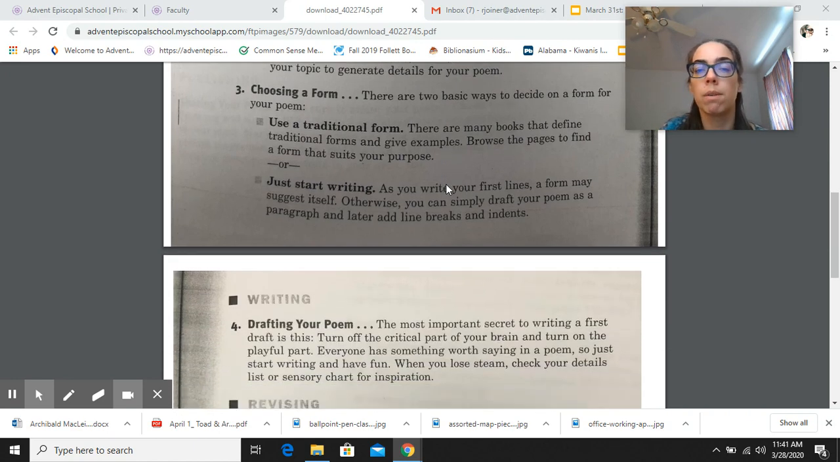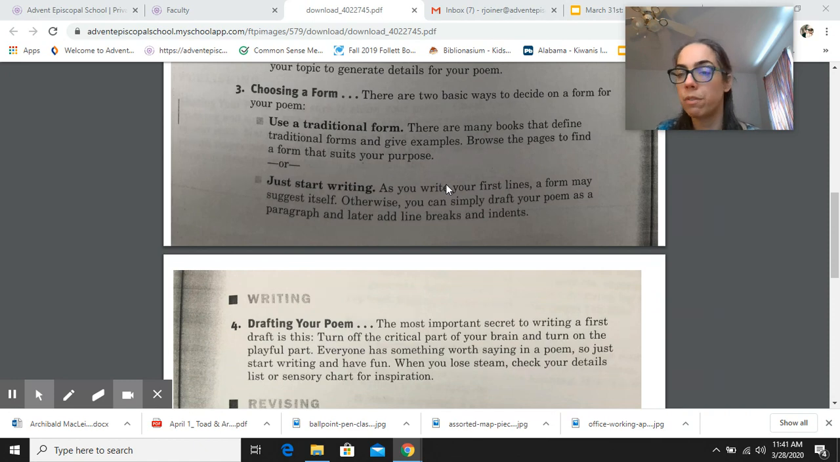And then choosing a form. You can decide that you're going to do a free verse poem. You can decide that you're going to do rhyming couplets. You can decide that you were going to figure out a villanelle and write a villanelle. It's kind of difficult, but you could do it. You could decide to tackle it because that's just fun. So you can do that, or it says you can just start writing.